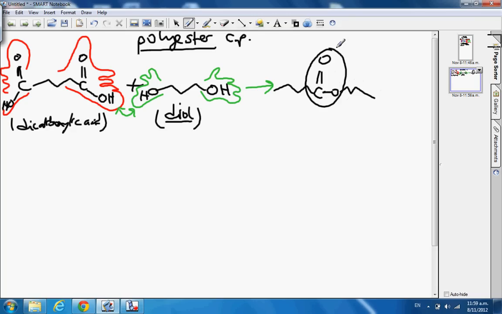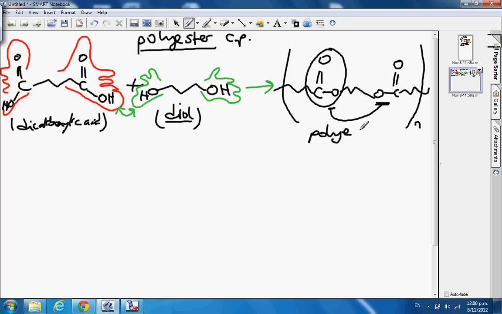So there's one, that's an ester linkage. And then it repeats itself and you get another ester linkage, and it will continue and continue. So again, use those brackets and then little n, and that polymer just continues. So this is a polyester because the prefix poly means many, so this is a polyester, many ester linkages making up the polymer.